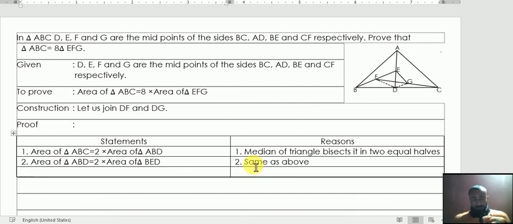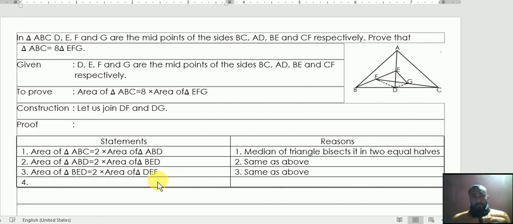Now let's move on to statement 3. In this triangle BED, if BE is the base, then F is the midpoint of BE. So FD is the median. Again the median FD bisects the triangle BED into 2 equal halves. So you can see triangle BED is equal to 2 times triangle DEF.